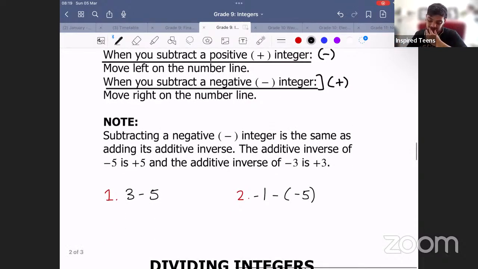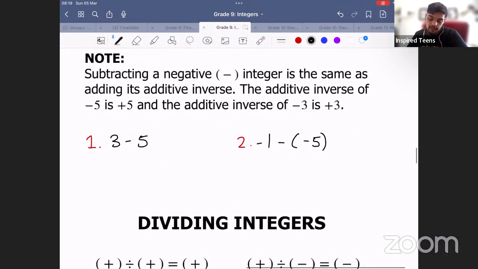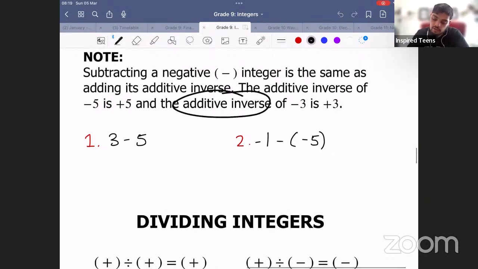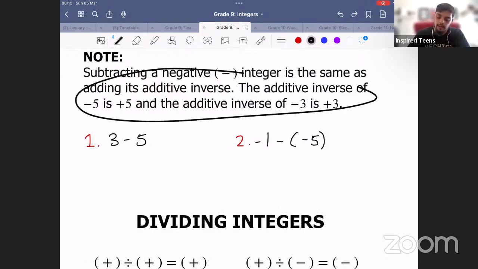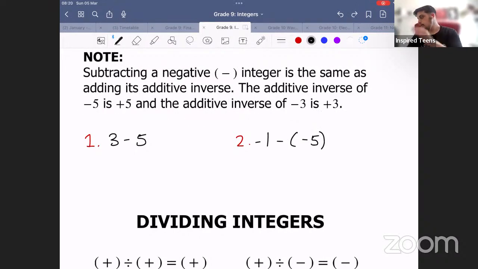Okay. Let's look at this. Note, subtracting a negative integer is the same as adding its additive inverse. The additive inverse of -5 is +5, and the additive inverse of -3 is +3. So it's basically the addition version of that particular number. So subtracting a negative is basically a positive. You just need to know this thing here.